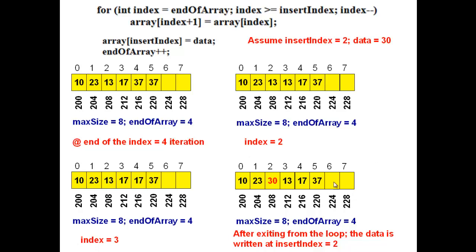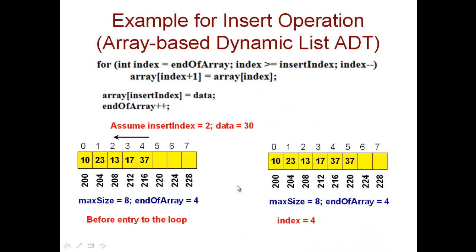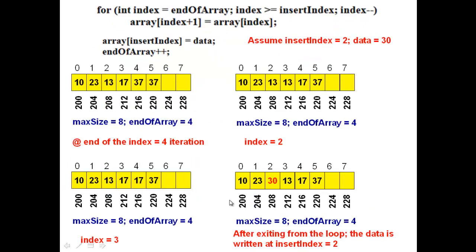So this is now the new array. New array means the contents of the array at the end of the insert operation. So again, we are doing it on the same array, starting with what we had. We have just shifted the elements to the right, and this is now the new array and the current list.